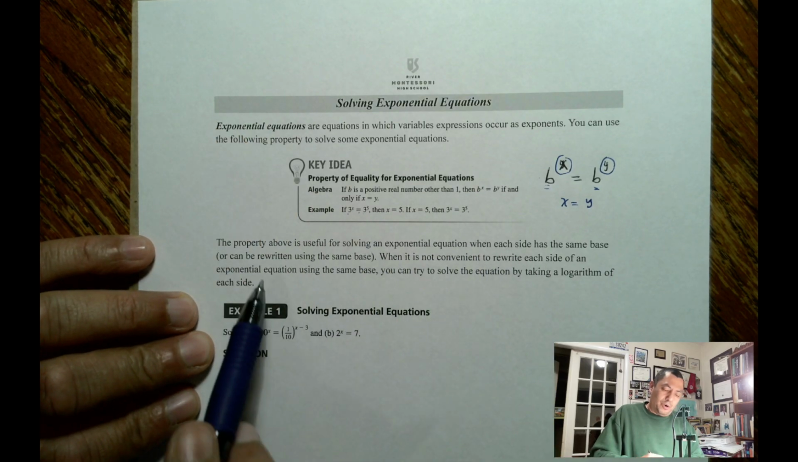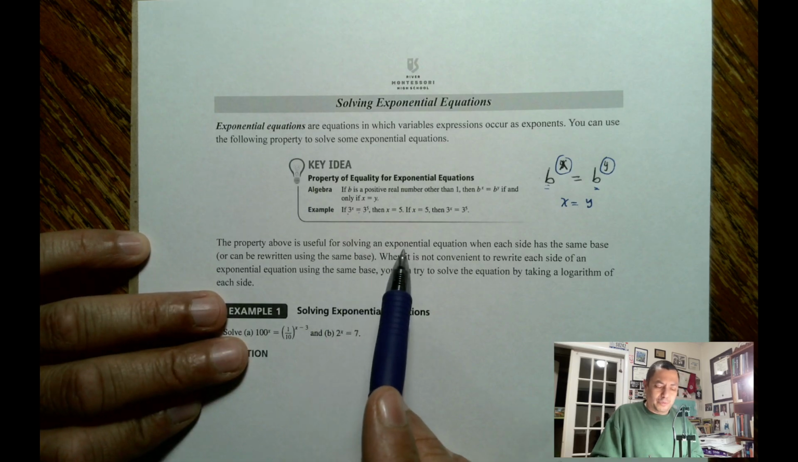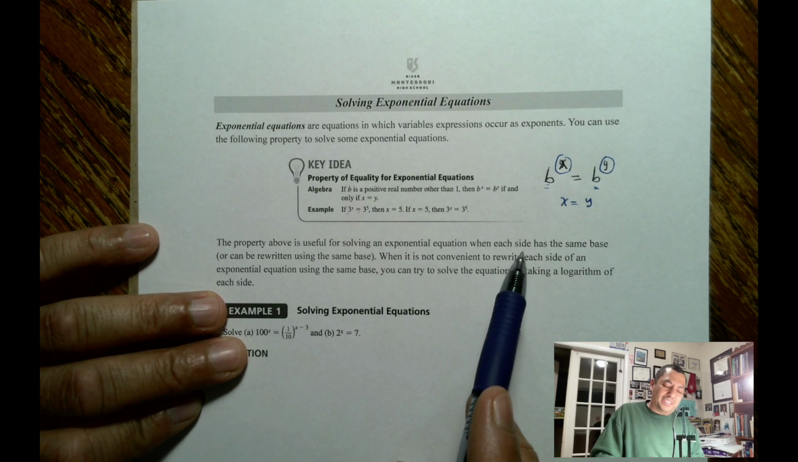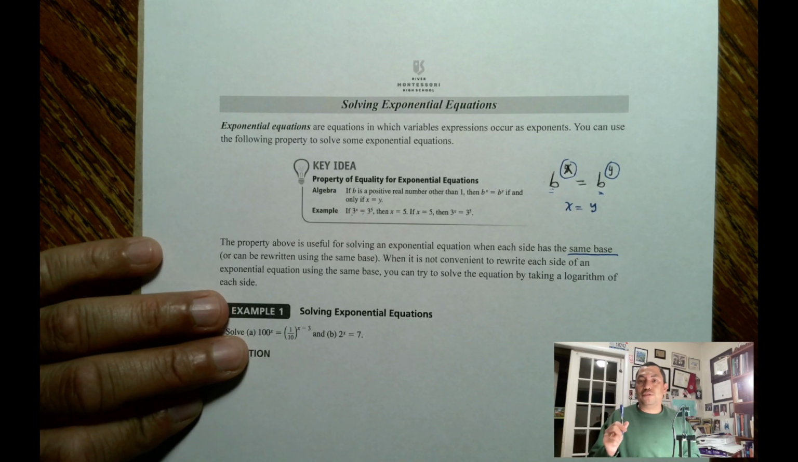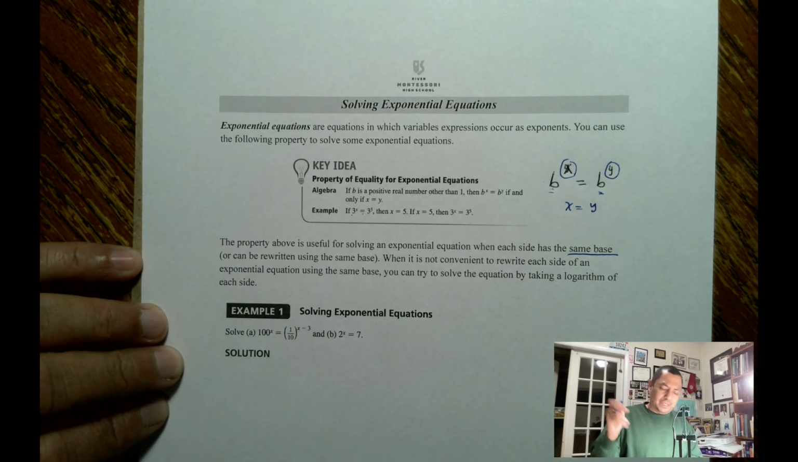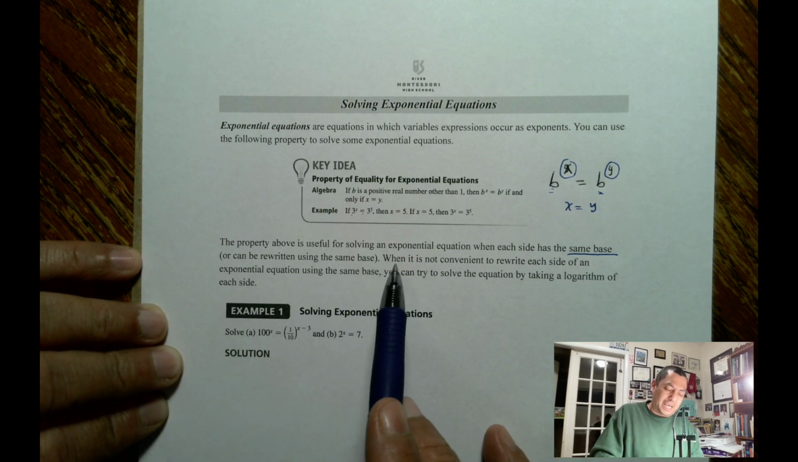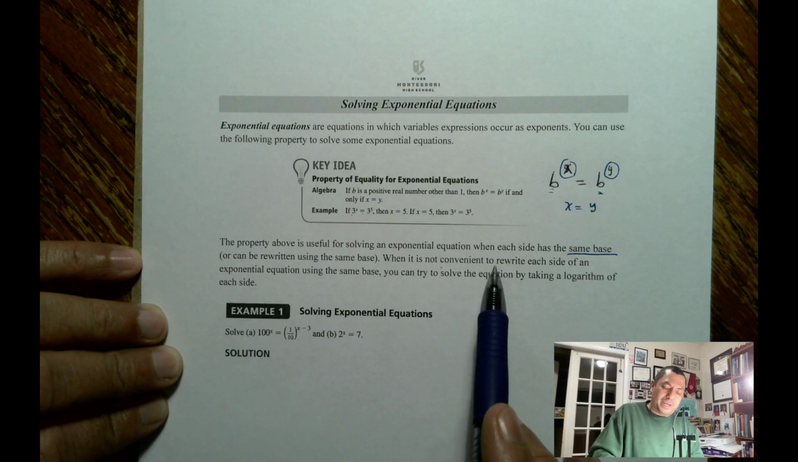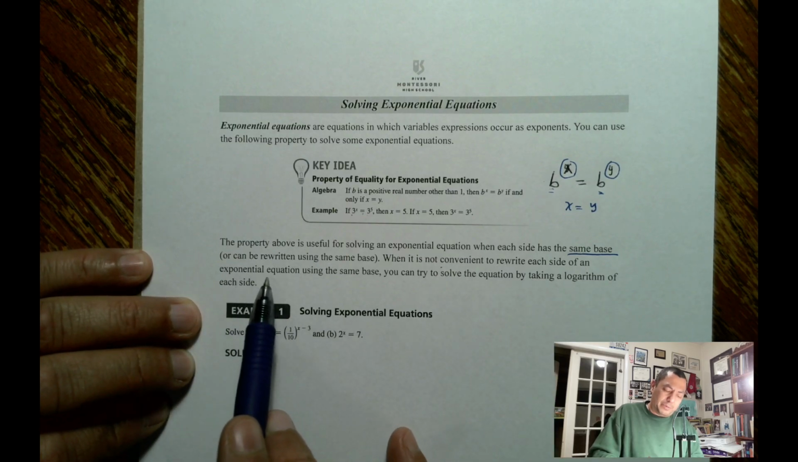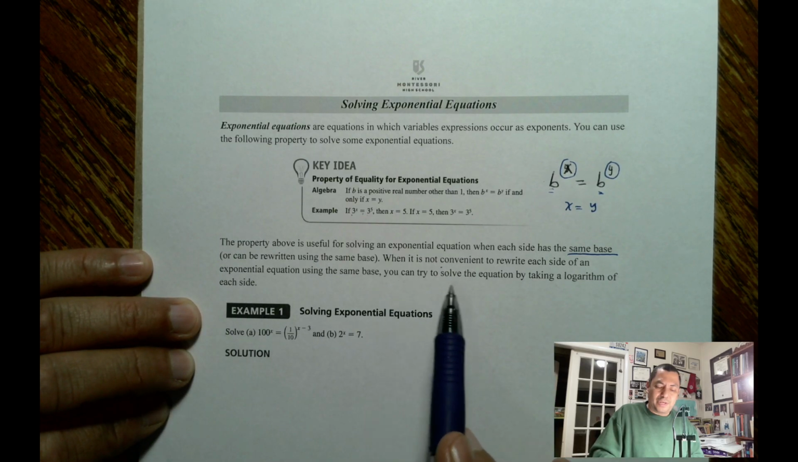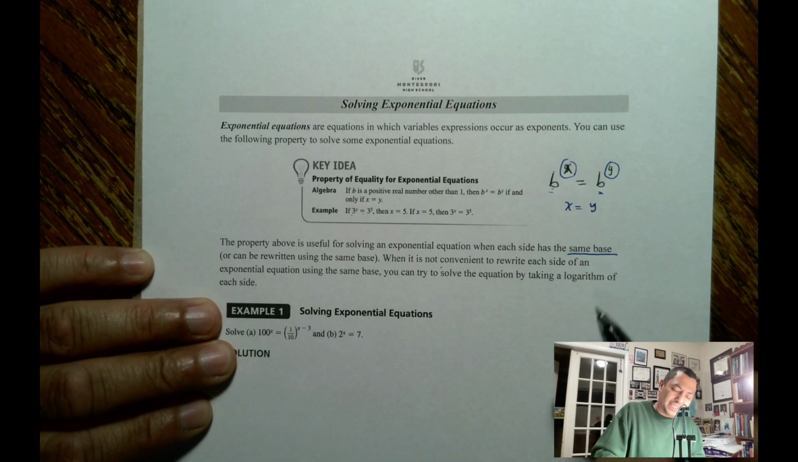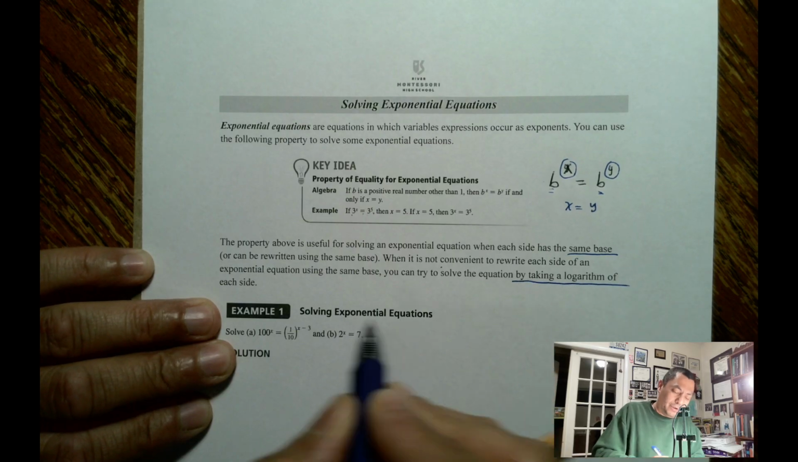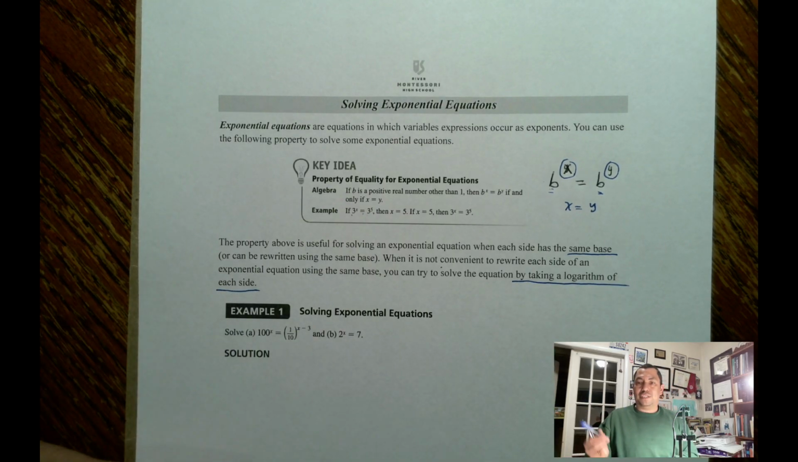So the property above is useful for solving an exponential equation when each side has the same base. That's important. We need to make sure the bases are the same, or we can rewrite those bases as the same. When it is not convenient to rewrite each side of an exponential equation using the same base, you can try to solve the equation by taking a logarithm of each side. So we are going to be taking a log on each side.